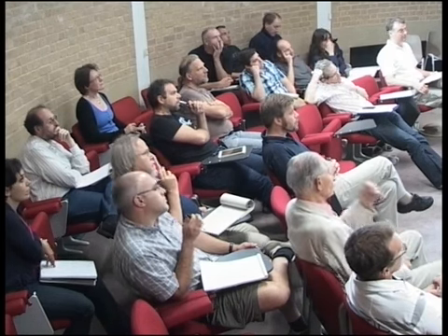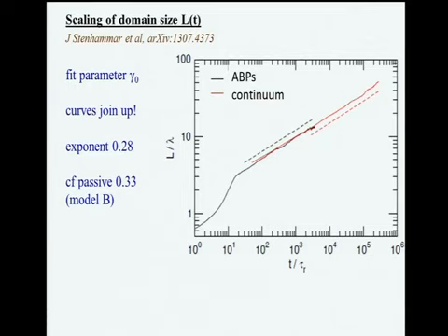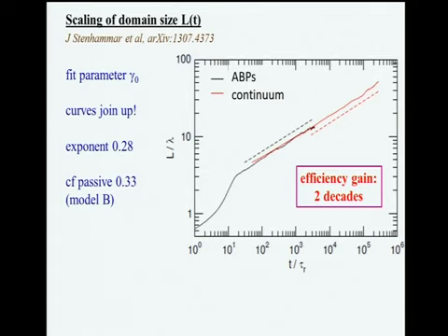So this is the length scale. This now has only one fit parameter, and the black curve is the active Brownian and the red is the continuum model. So the first and important comment is those curves actually join up with only one parameter. The exponent appears to be a little less than the standard 1/3 value, which is what you would expect with an equilibrium system. But in fact, I'll say in a minute what we think that is. Let's see. Yeah, so that's the first comment.